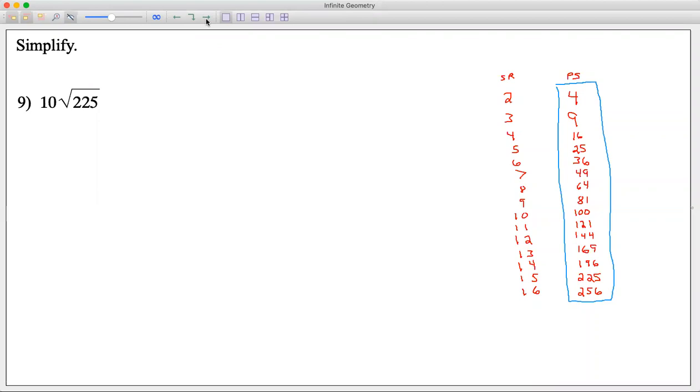All right, 225, notice, is on the list. I'll just do this one simply because it's on the list. Notice the square root of 225 is 15, so this is simply 10 times the square root of 225 is 15. So it's just 10 times 15, which is 150. All right, that one wasn't bad at all. Oops, put the circle around the 1. We don't want to clear everything.